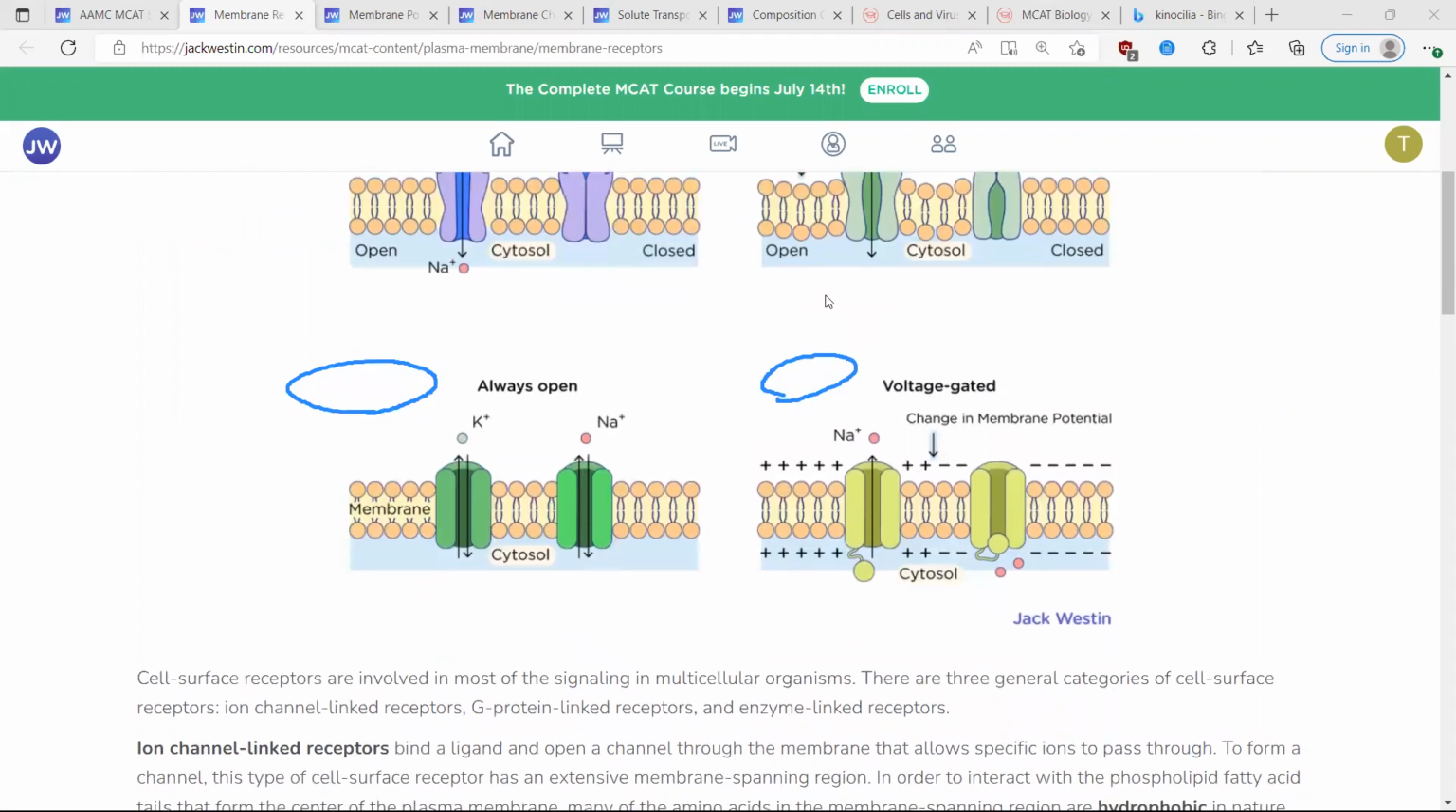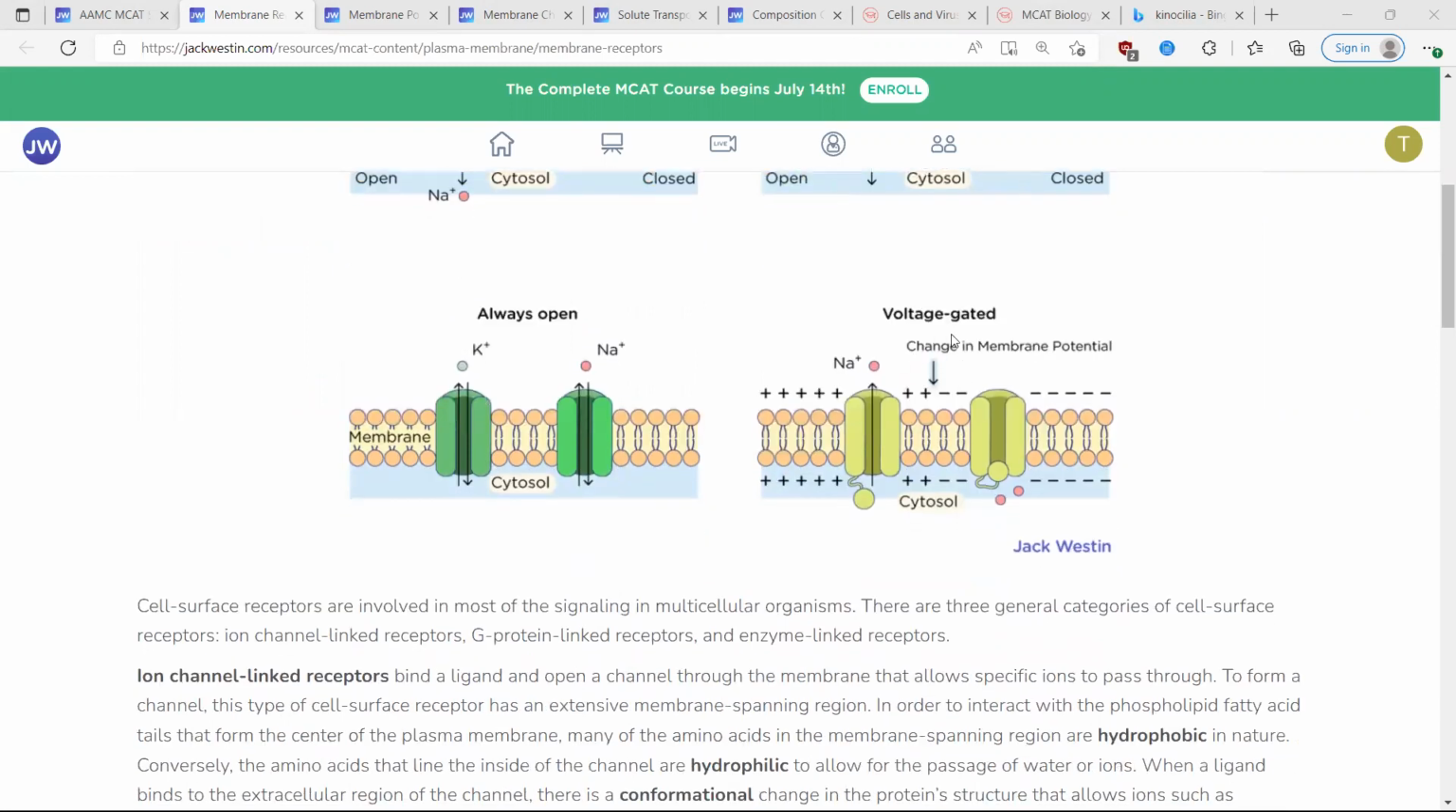Then we also have channels that are always open, not gated at all. If it's not gated, then it's just always open, right? Those are usually called leak channels because they're constantly leaking whatever the solute is out or in. And the last one is voltage gated, right? This is very important. Again, you're going to see it with action potential. Voltage gated is responding to the charge on the membrane.